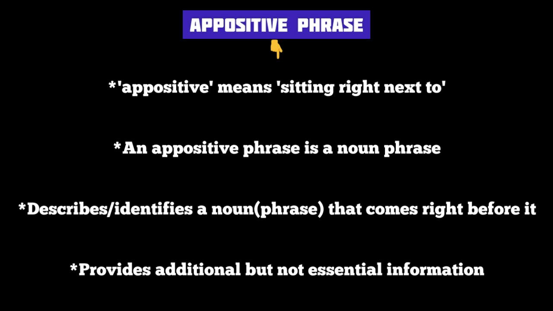Now what about the appositive phrase? The word appositive means placed right next to. Basically, an appositive phrase is a noun phrase. An appositive phrase is placed right after a noun that it describes or identifies in a sentence. But what purpose does an appositive phrase serve? We have already understood that an appositive phrase is a noun phrase that comes right after a noun to describe or identify it in a sentence.